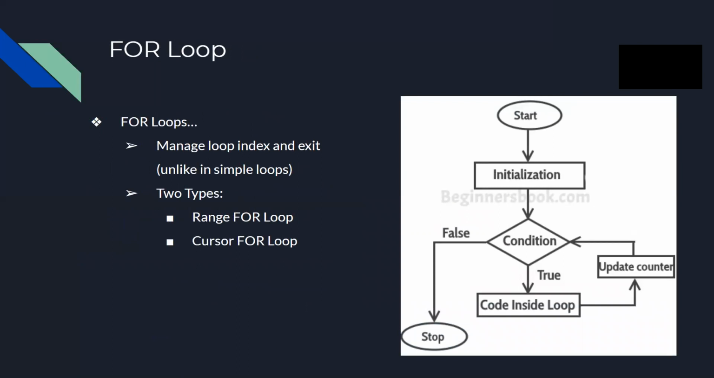Moving on to for loops. These manage a loop index and then exit, which is unlike simple loops. There are two types, the range for loop and the cursor for loop.